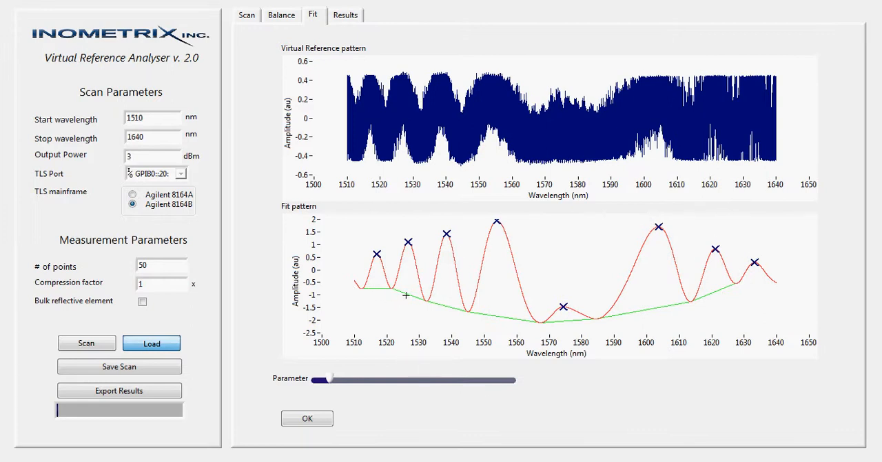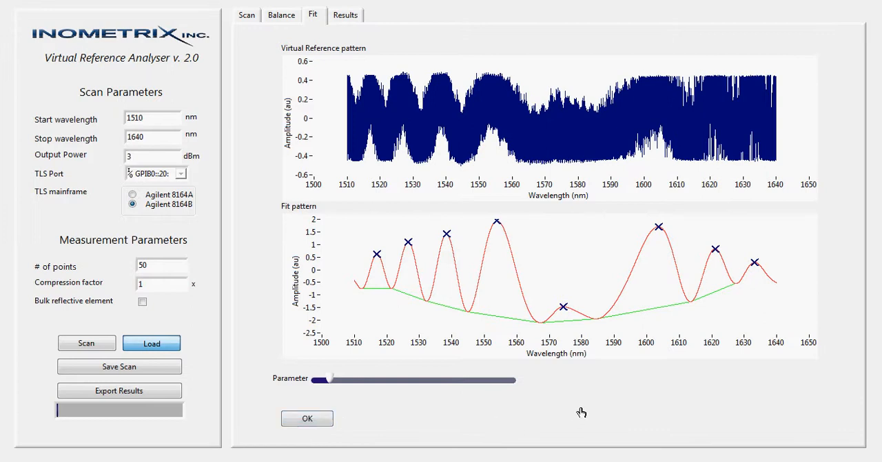And we want to make sure that the blue X's are always above this green line, and there's no crossing. Okay, so this is a good fit here. We have a high contrast without multiple peaks located, and we press OK.